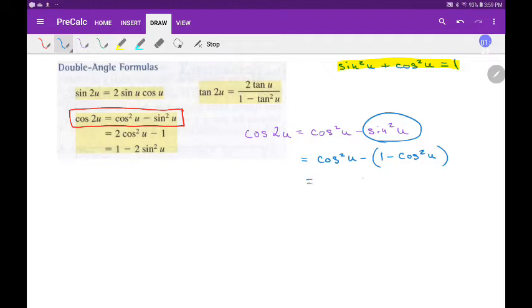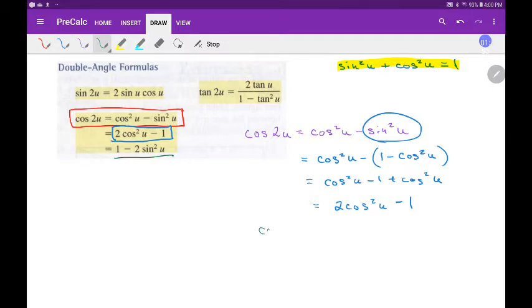Let's see what happens. When we do this, you can see that we're going to get cosine squared u minus 1 plus cosine squared u. We distribute the negative, and that gives us 2 cosine squared u minus 1. And you can see that that is what I get there. So do you need to memorize that second one? I don't think so. Do you need to memorize the third one? No, I don't think so.